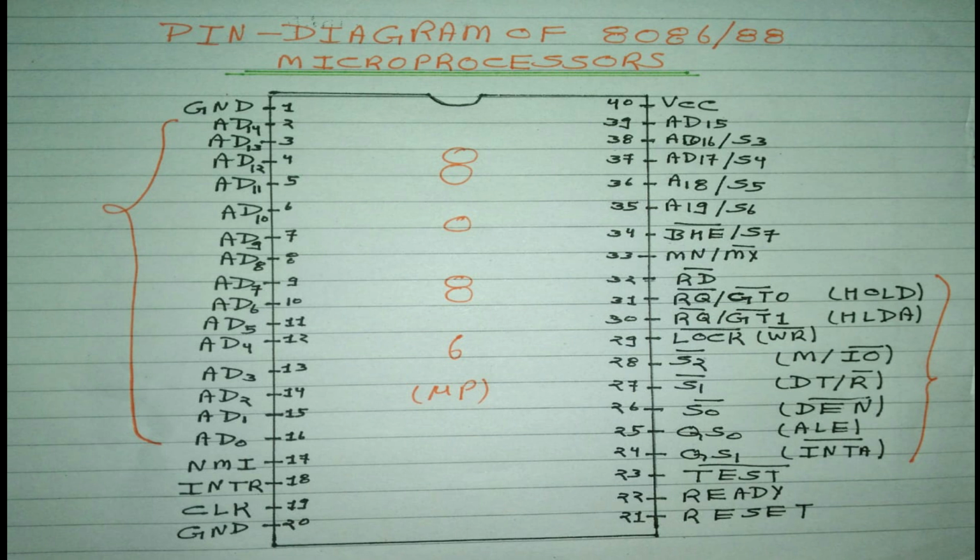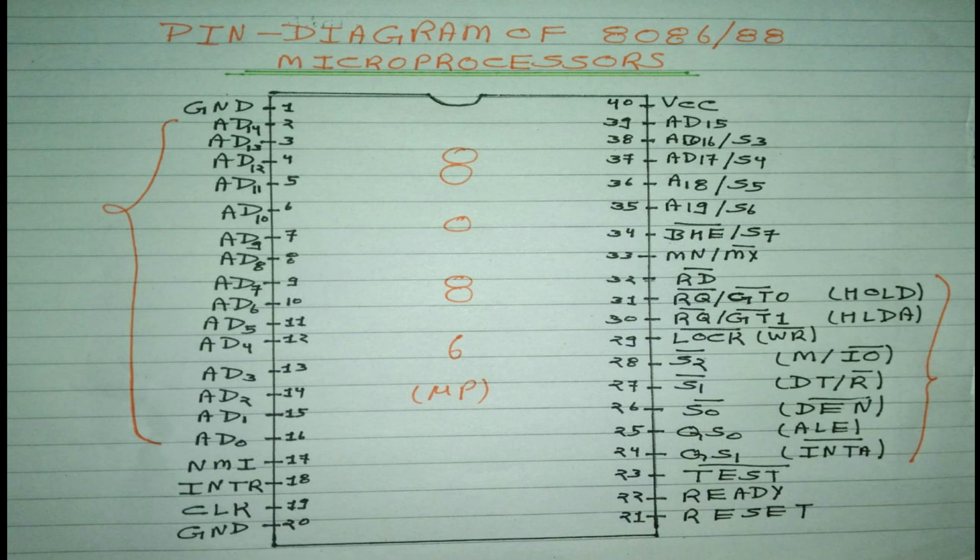Okay, let's move with another important pin, CLK. CLK means clock. Okay, the clock pin will provide the basic timing signal to the microprocessor. The clock signal must have a duty cycle of 33% to provide proper internal timing for the 8086 and 8088.